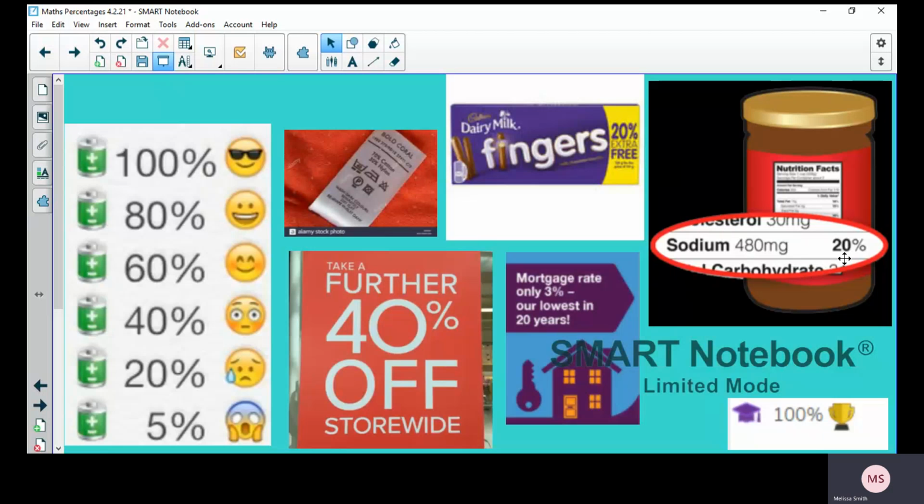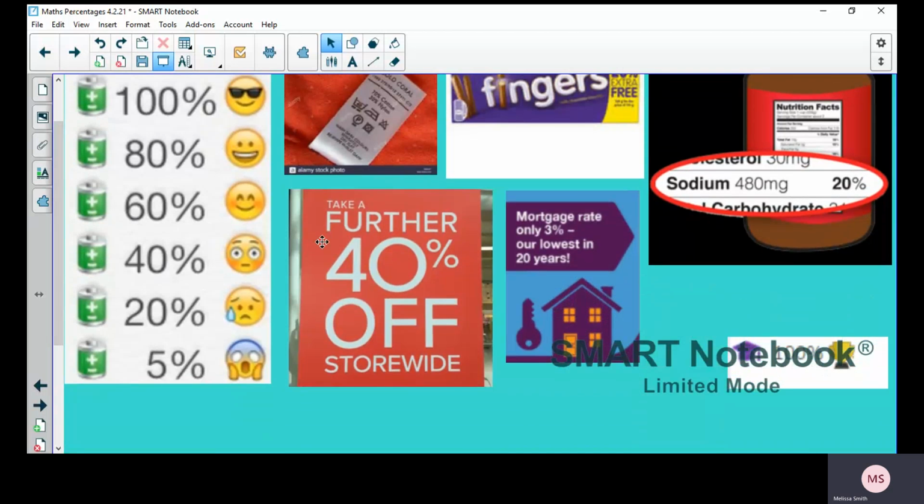It will give you a percentage of your daily amount. So if you had a portion or your daily recommended amount of that, that would be 20% of the salt that you're allowed in the day.